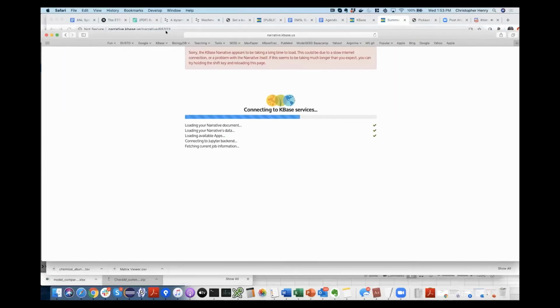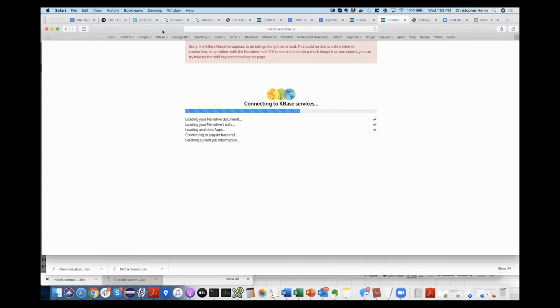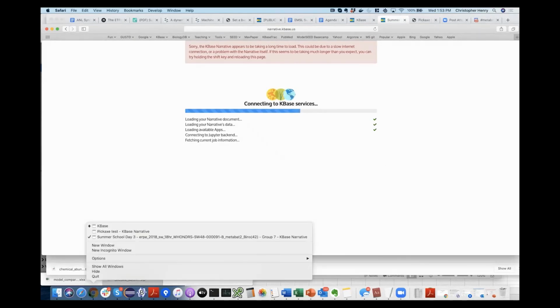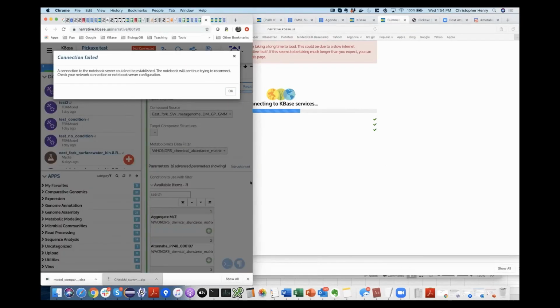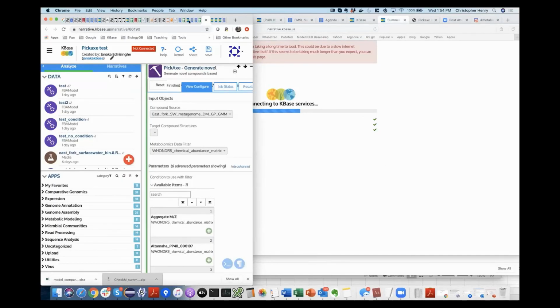Yeah. So I think this field is really taking off. I might actually have an open narrative over here. I have another set of brown tabs.